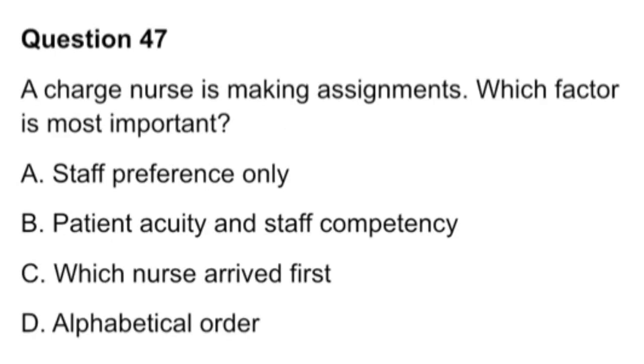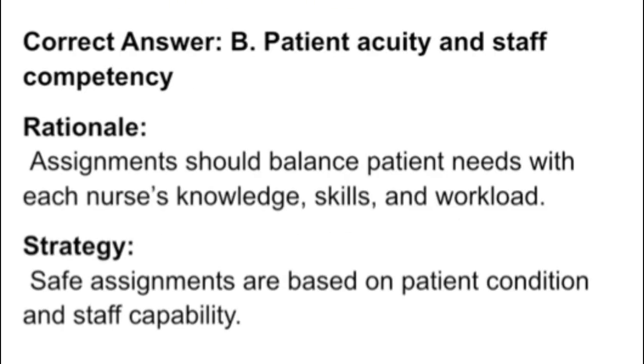Question 47. A charge nurse is making assignments. Which factor is most important? A. Staff preference only. B. Patient acuity and staff competency. C. Which nurse arrived first? D. Alphabetical order. Correct answer, B. Patient acuity and staff competency. Rationale. Assignments should balance patient needs with each nurse's knowledge, skills, and workload. Strategy. Safe assignments are based on patient condition and staff capability.